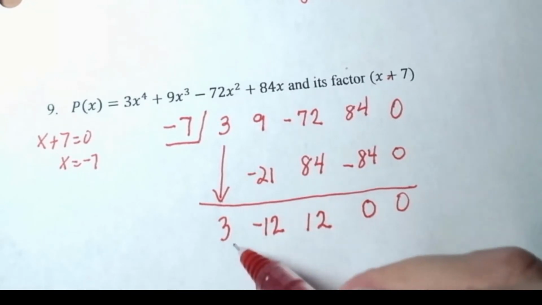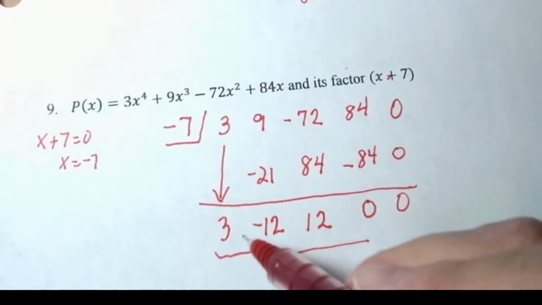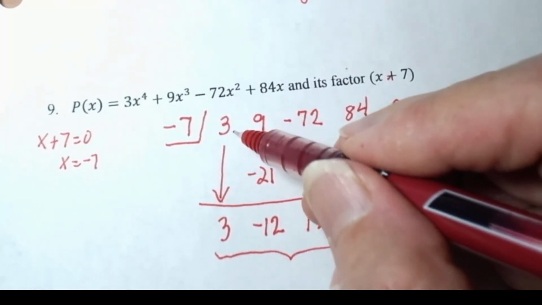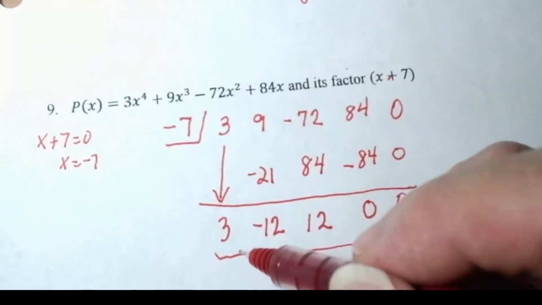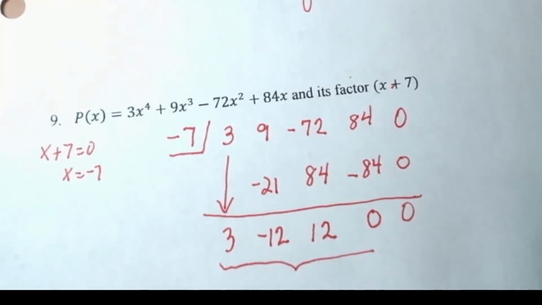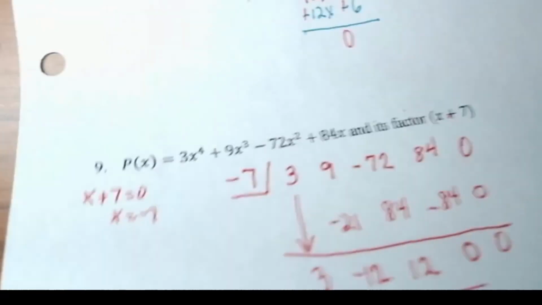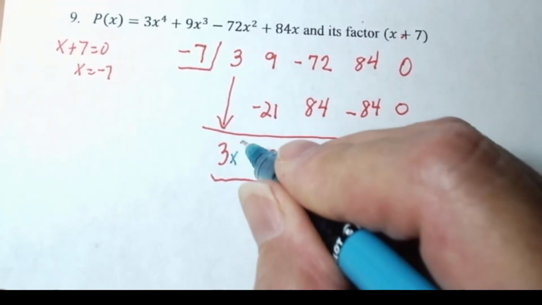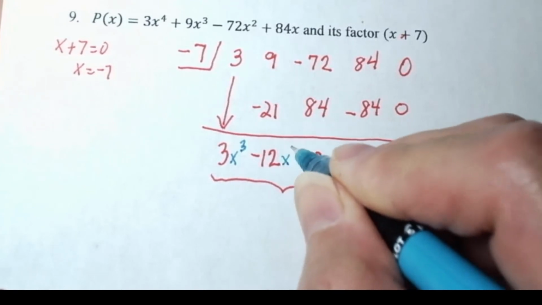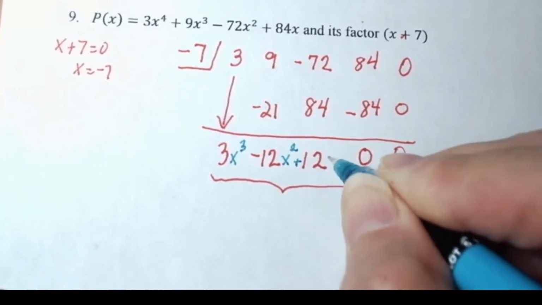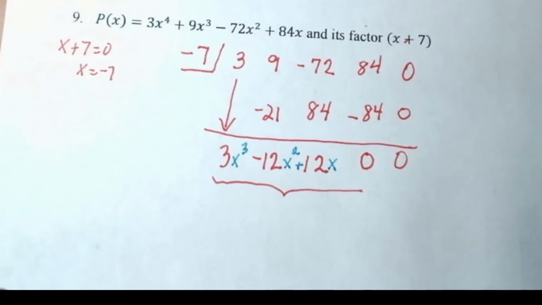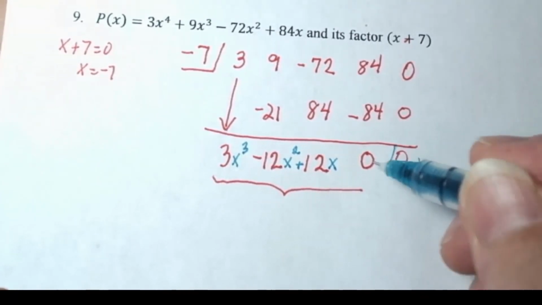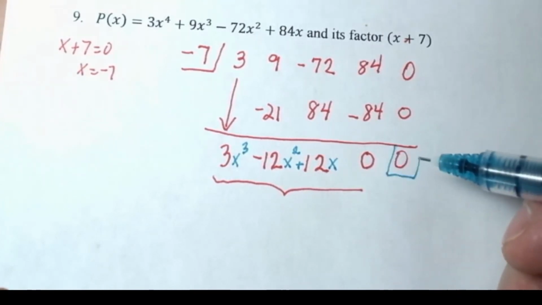Okay, cool. Now remember, even though there's only 3 coefficients, you go down 1 degree. So this was an x to the 4th. This coefficient belongs to x to the 3rd. Okay, so we're going to write 3x cubed minus 12x squared plus 12x, and then you don't have to write plus 0. But it is implied, this is a plus 0 because this is your remainder. Remember, this last number is the remainder. This is your constant, and there's no constant.